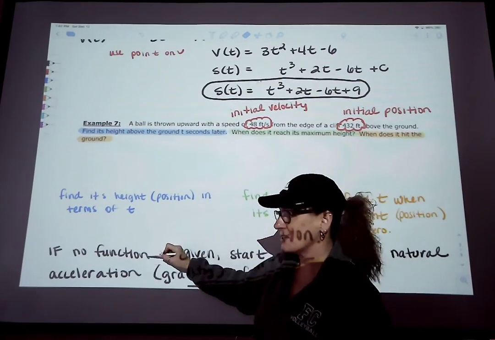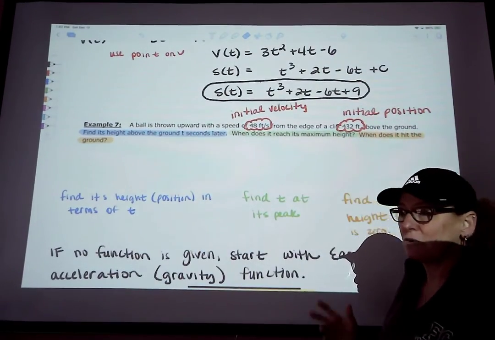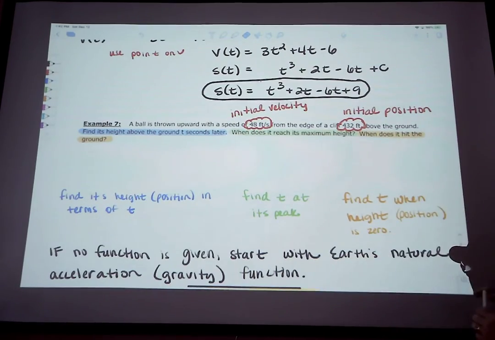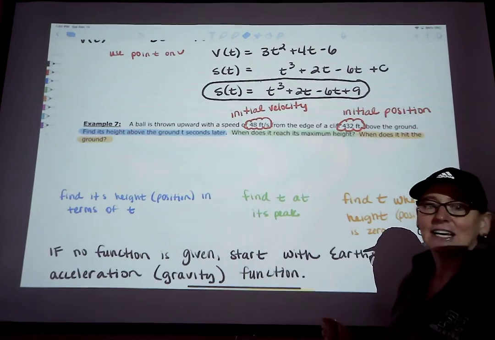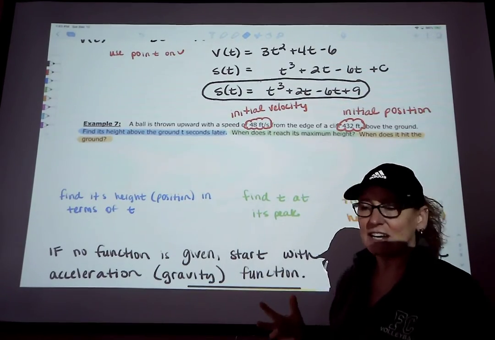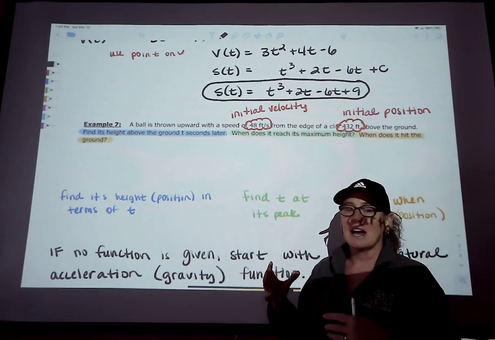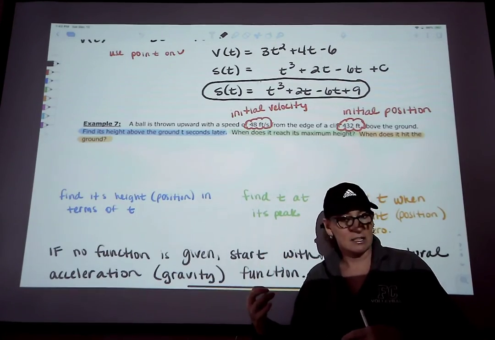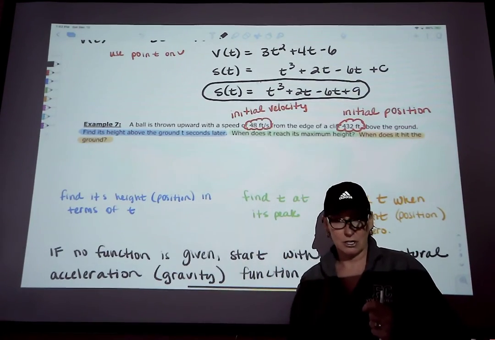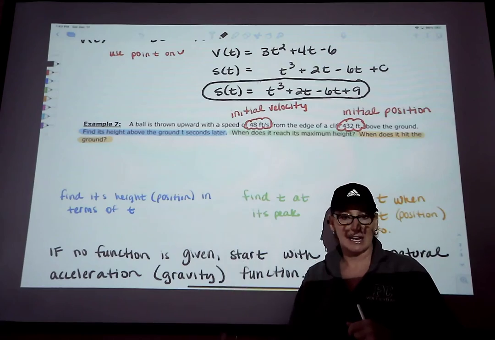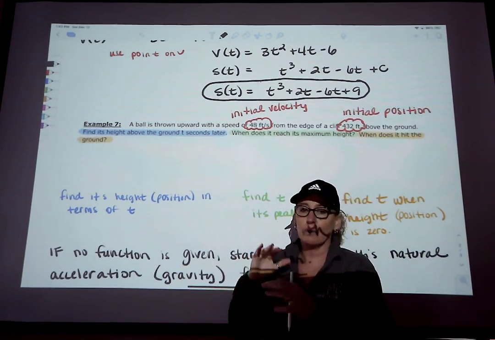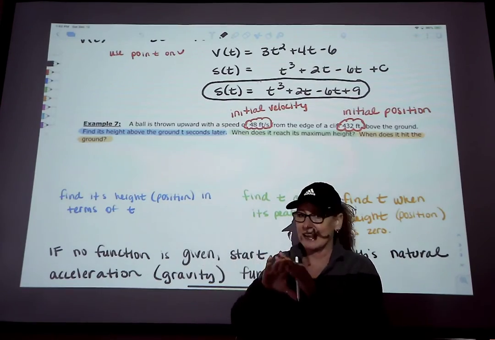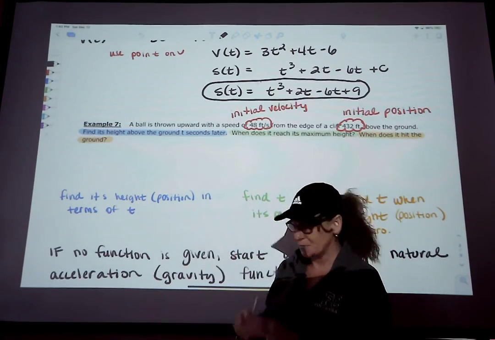If no function is given, let's start with the fact that the Earth's natural acceleration function is gravity. I know you've been in enough science classes. You know that the pull of gravity is a constant. It's a pull downward, so I'm going to associate that with a negative acceleration. It's a downward pull. It's constant. I know there are other factors involved, but we're not taking any of those into consideration.